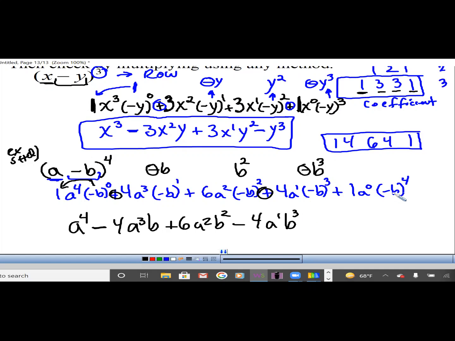And last but not least, negative b to the fourth is negative times a negative times a negative times a negative. That's positive b to the fourth. That became that. Since all of them are positive, what is 1 times a to the 0? 1. 1 times 1 is 1, so that leaves us with positive b to the fourth.